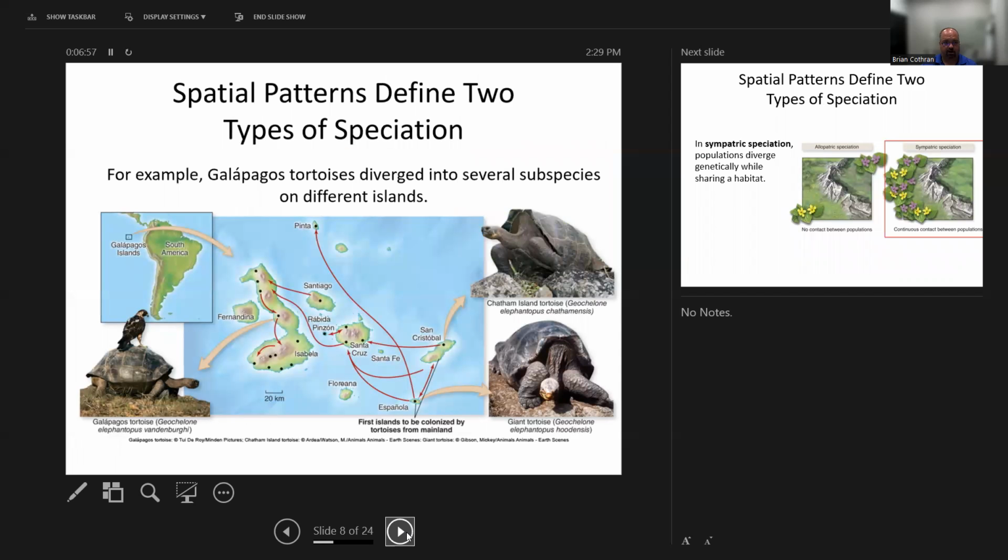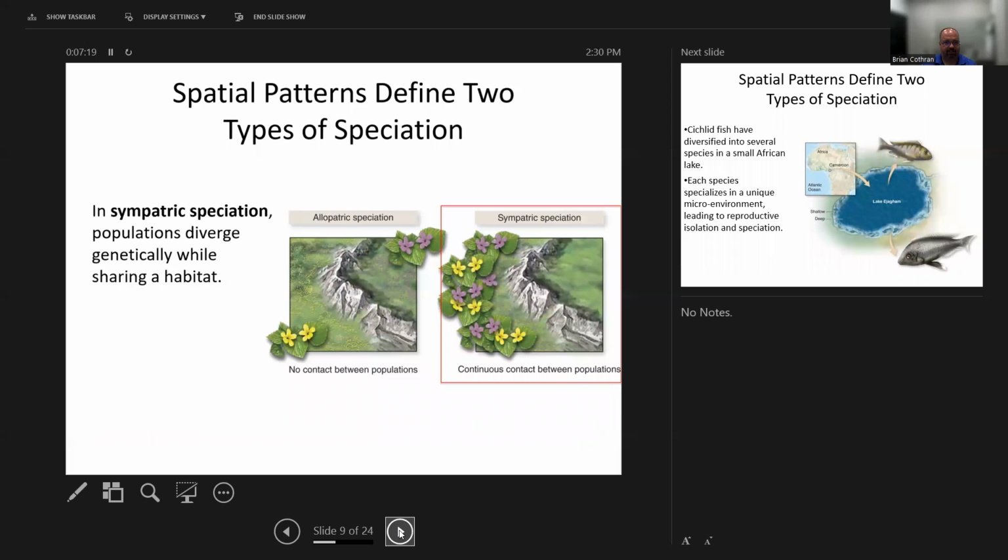And Galapagos turtles, we talked about those tortoises there, diverge into several subspecies on different islands because of this spatial speciation. They are separated by such distance that they've done their own thing now, and they've become their own species because they have been isolated for so long. Sympatric speciation, as we said, populations diverge genetically while sharing a habitat.